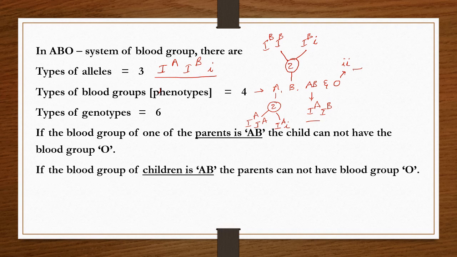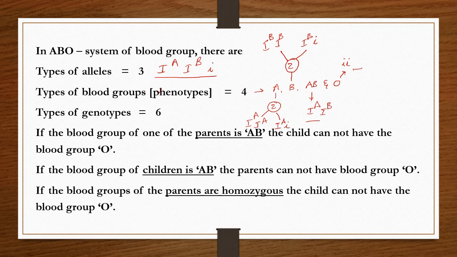If the blood group of the child is AB, the parents cannot have blood group O. If the blood groups of the parents are homozygous, the child cannot have blood group O. Please remember, these three statements are very essential to find out unknown blood groups of parents or children.